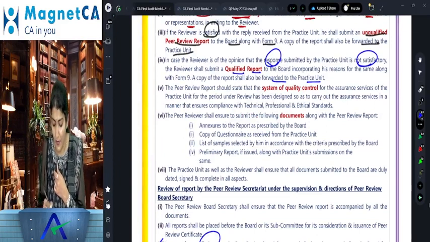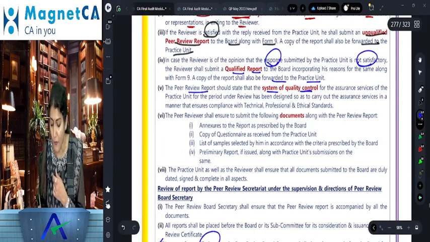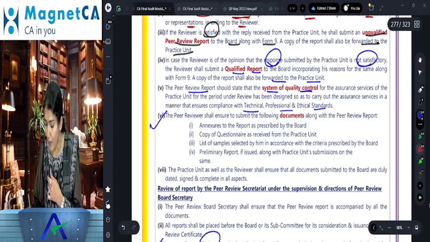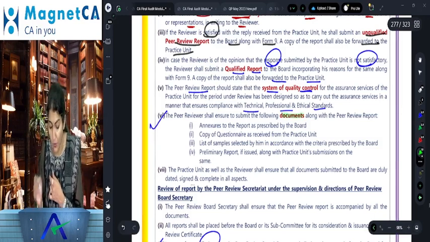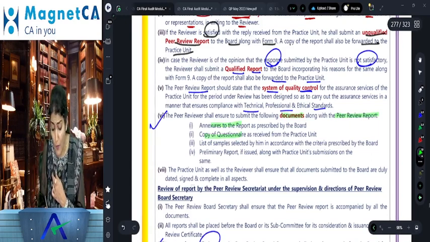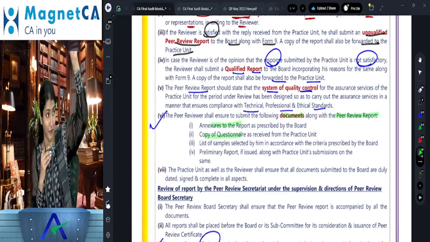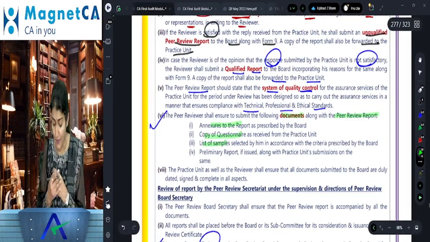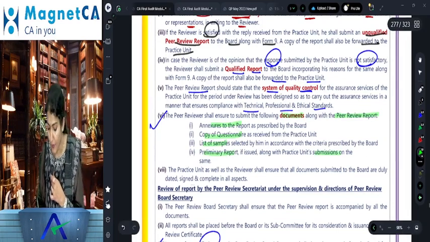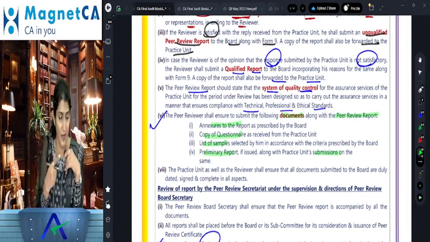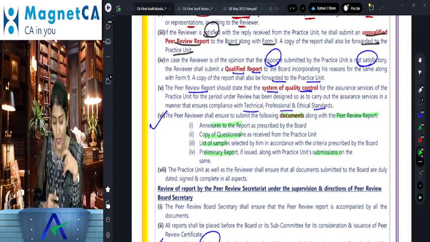Right. So what does it say? Peer review report will state the system of internal control, whether it ensures compliance with the TEP. The following documents are to be submitted along with the peer review report. What documents are to be submitted? The annexures to the report, the copy of the questionnaire. You remember that form 1? The copy of the questionnaire as received from the practice unit, the list of samples selected, and the preliminary report and the submissions to the preliminary report. Submission means what? Response. The response to the preliminary report.